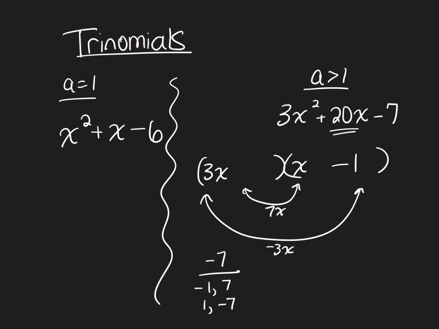I'm not going to eliminate -1 and 7, but maybe I try putting them in opposite places. So put +7 here and -1 here, and look at what that does for us, right? So that's going to give me 21x minus 1x, and that works, right? That's going to add up to 20x, which is what I needed to add up to.